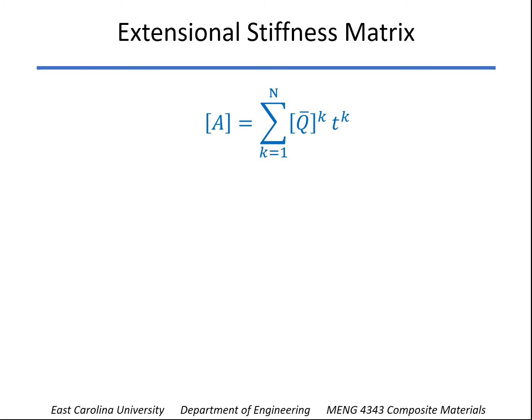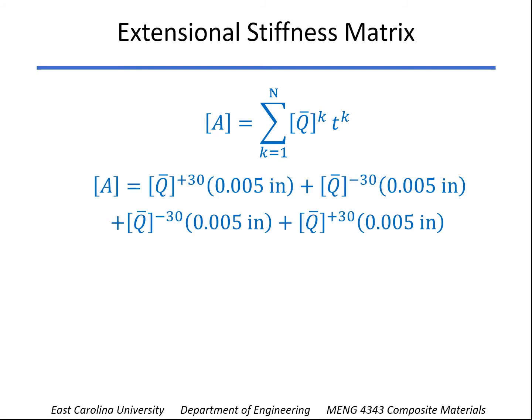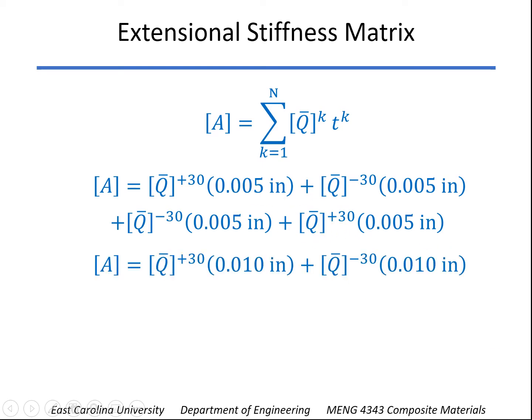So we use those to formulate the extensional stiffness, or the A matrix. And so we take the Q-bar matrix of each layer, multiply by the thickness, and then sum those to find the A matrix. And so we have 4 layers, each 5/1000 of an inch thick. But you notice here we're just adding these, so the plus 30 Q-bar here and the plus 30 Q-bar here, we can just combine these and treat this as though it were 2 layers, each 10/1000 of an inch thick instead of 5/1000 inch.